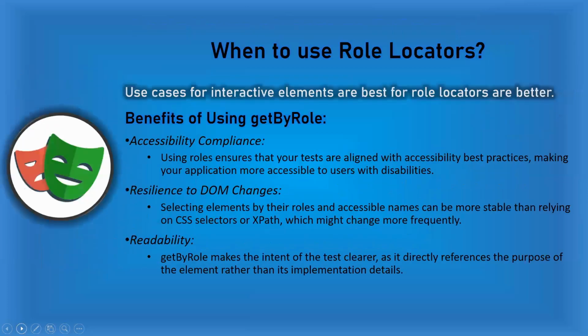Then the question arises: when to use the role locators? As we discussed, text locators will be used for non-interactive elements, whereas interactive elements can be found by the role locators. The benefits are many, but here we can see the main three. It is for accessibility compliance, it is more resilient whenever the DOM changes, and it is very straightforward because it clearly defines what role is intended.